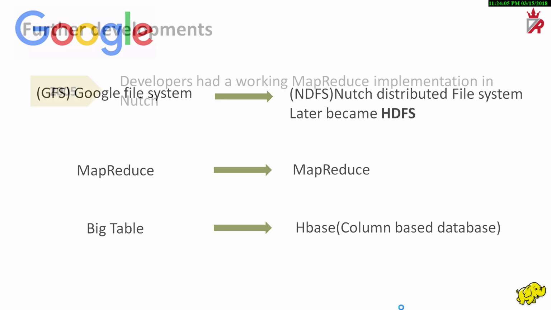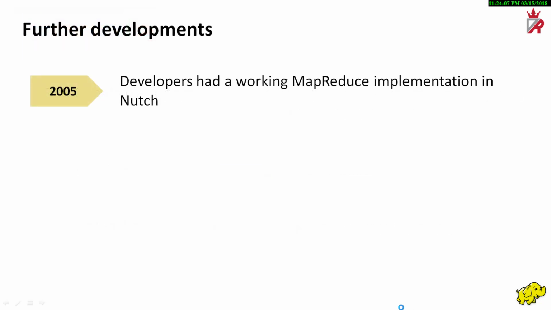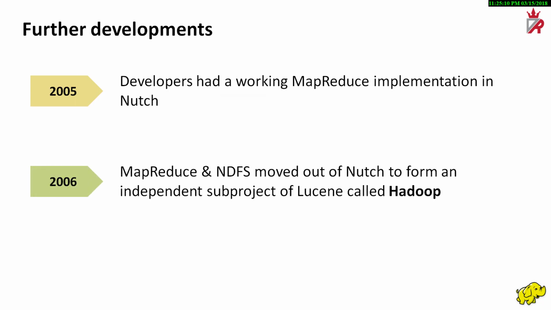Early in 2005, the Nutch developers had a working MapReduce implementation in Nutch, and by the middle of that year, all the major Nutch algorithms had been ported or made to run using MapReduce and NDFS. NDFS and the MapReduce implementation in Nutch were applicable not only to search engines but also to many other use cases. And in February 2006, they were moved out of Nutch to form an independent subproject of Lucene called Hadoop.